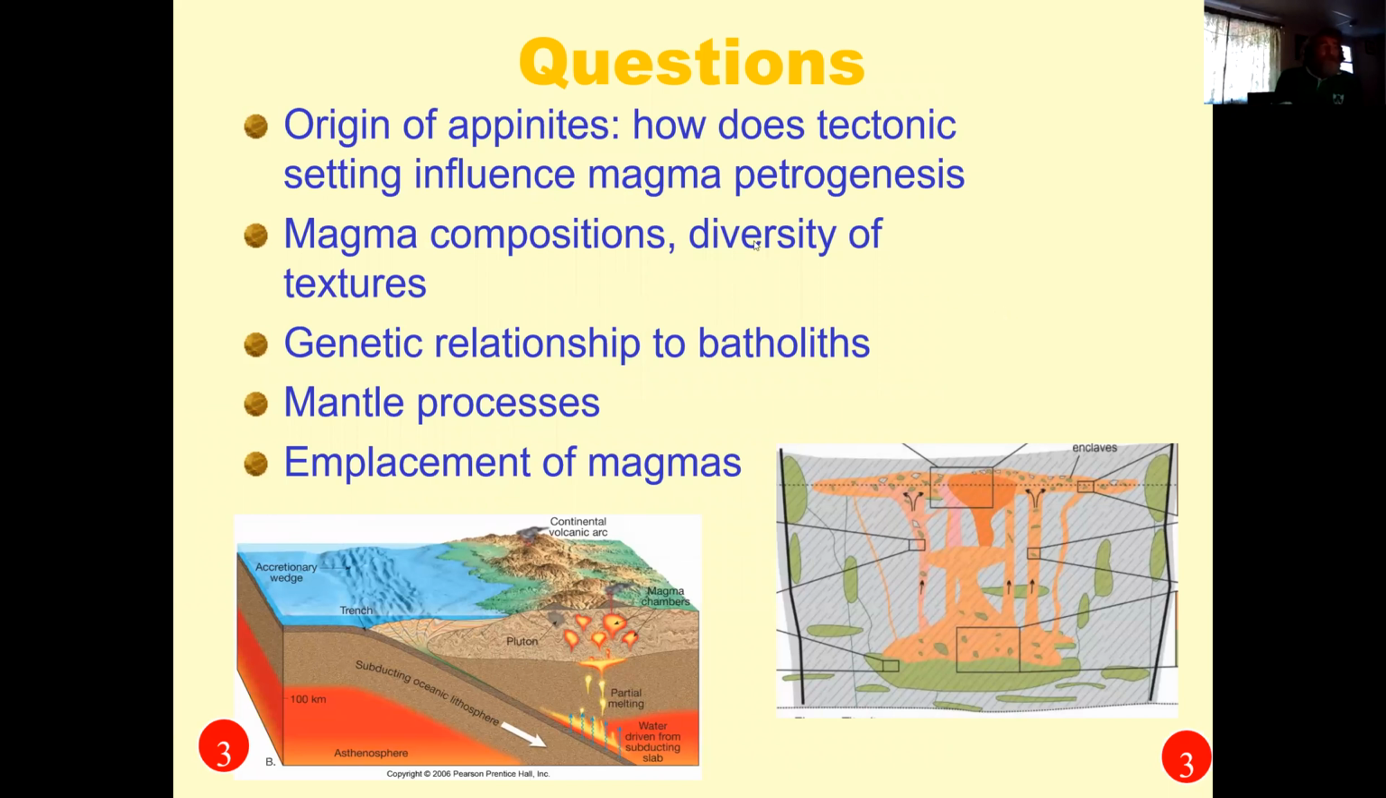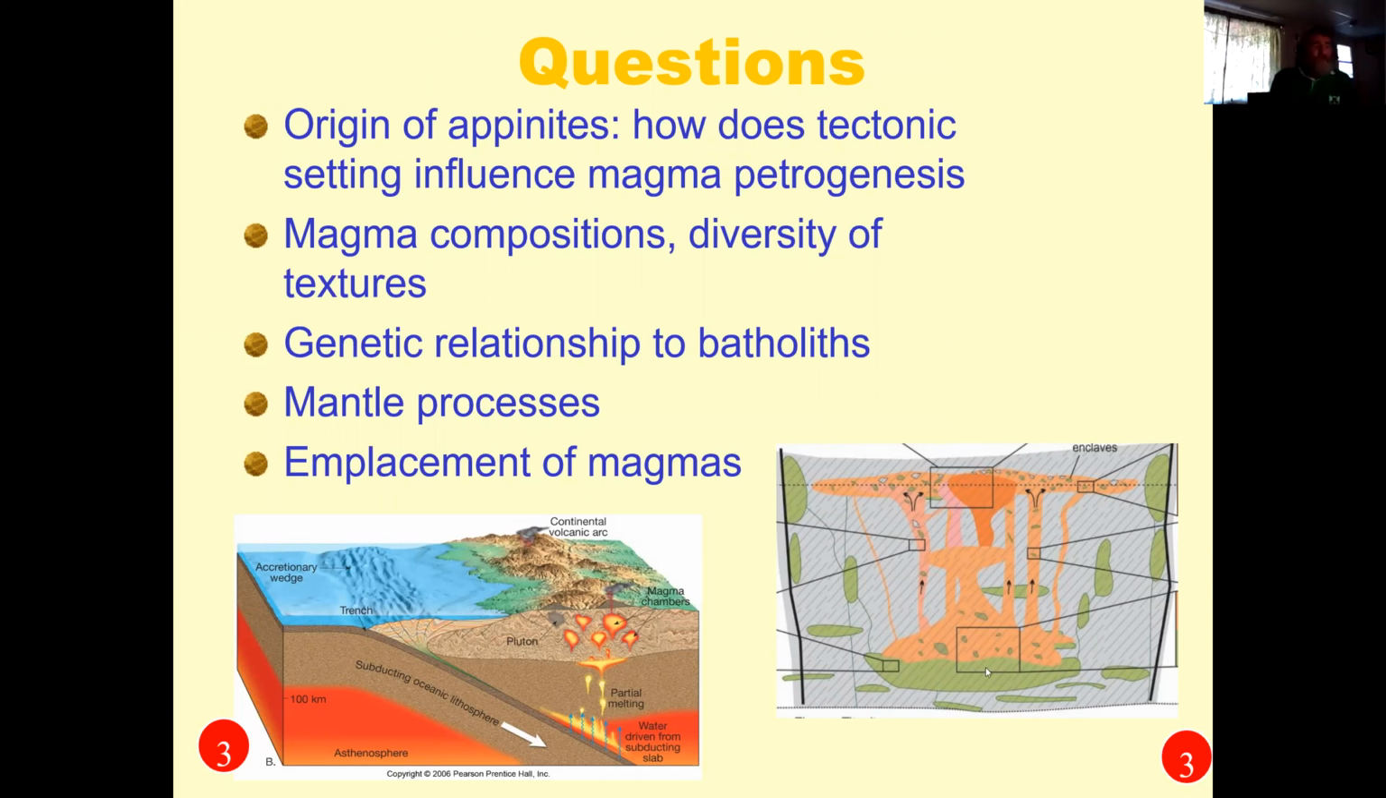So, these sort of associations don't really answer some fundamental questions. They provide us with some great constraints. But how does this tectonic setting actually influence magma petrogenesis? How do these tectonic scenarios translate into getting us the igneous compositions that we do get? How do they account for magma compositions, the diversity of textures that we're seeing? What is the genetic relationship between the appinites and the batholiths?